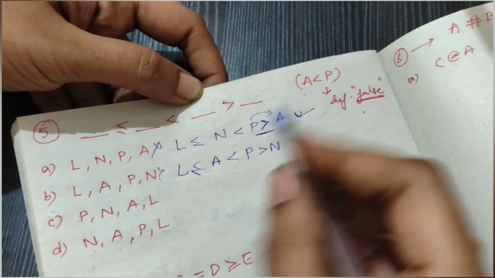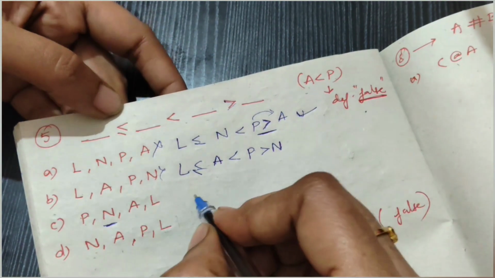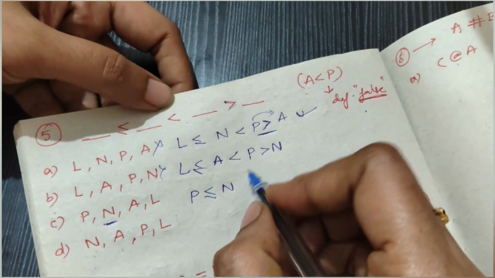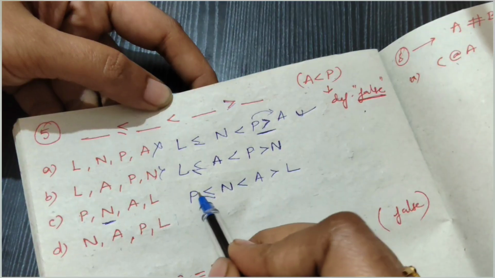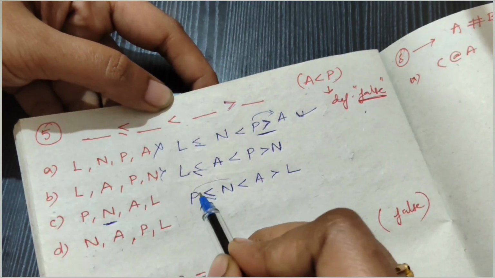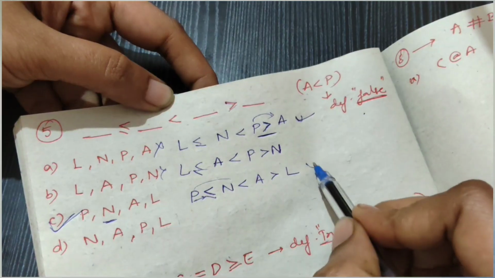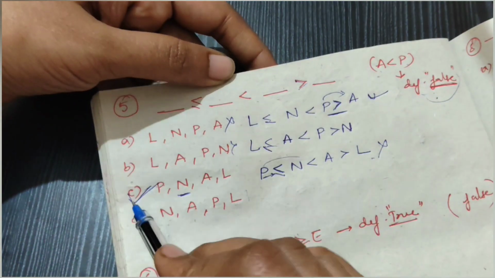Because P≥A is possible. Now the third question, third option: P ≤ N < A > L. Now P≥A, see here, P≥A. So here, only starting only, you can't go. So this is the right answer. Actually this is not possible, but in the question they are asking for the false statement. So option 3 is correct.